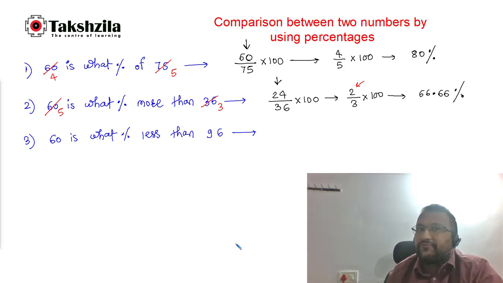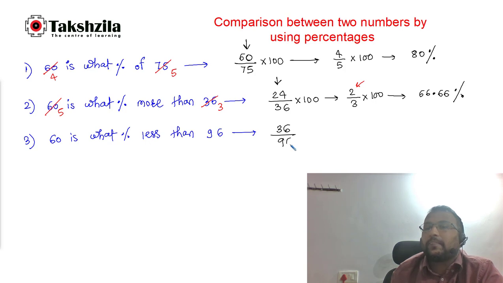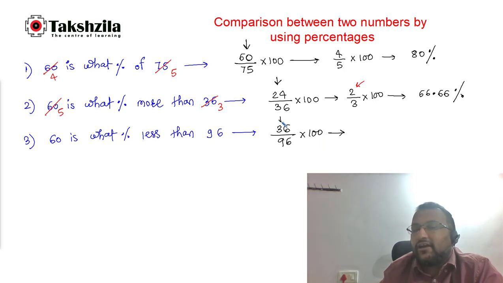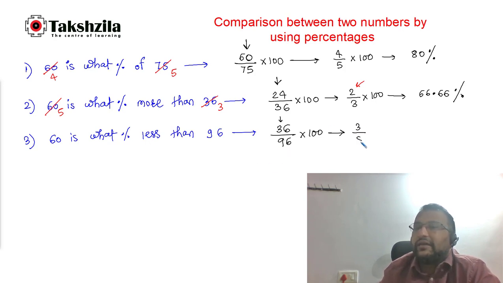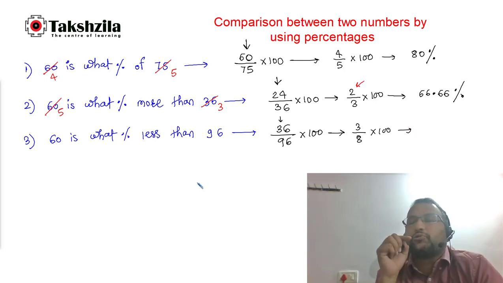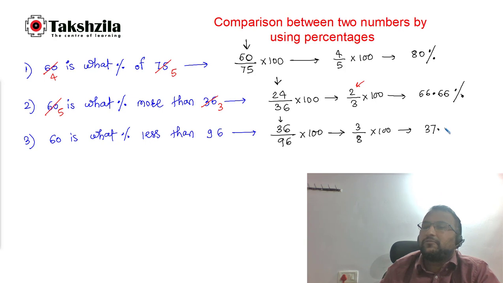Similarly, third type of statement, 60 is what percent less than 96. So 60 is how much less than 96? That is nothing but 36. 60 is 36 less than 96 into 100. So let's calculate the value of this fraction, 36 divided by 96. That is going to be how much? This is going to be 12 threes are and 12 eights are into 100. Now we know 1 by 8 is how much? 1 by 8 is 12.5. So 3 by 8 is how much? 3 into 12.5. That is nothing but 37.5%.